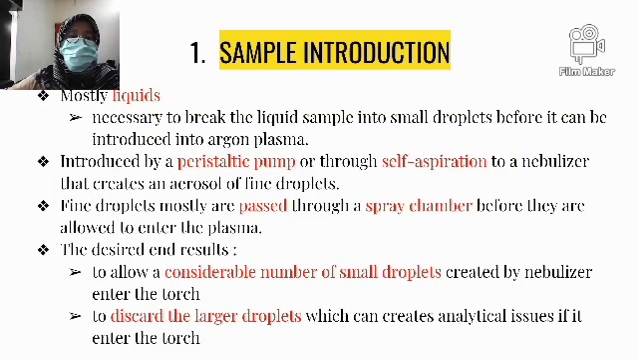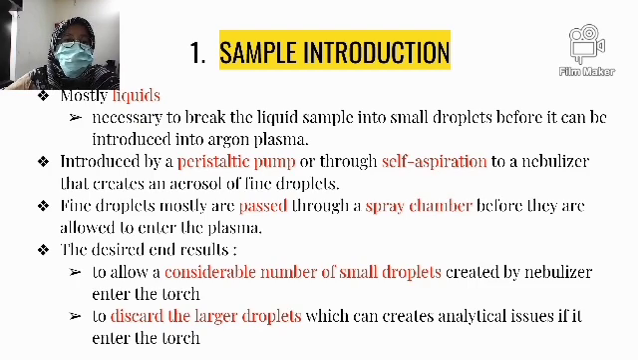The first component in ICP-MS is sample introduction. The sample, mostly liquid, is necessary to break into small droplets before it can be introduced into the argon plasma. It is introduced by a peristaltic pump or through self-aspiration to a nebulizer that creates an aerosol of fine droplets. The fine droplets mostly are passed through a spray chamber before they are allowed to enter the plasma.